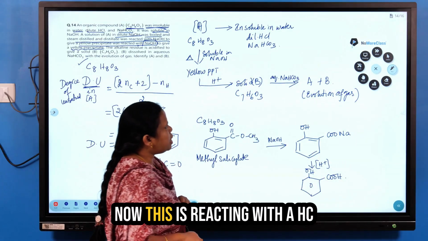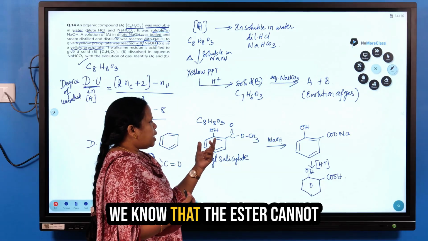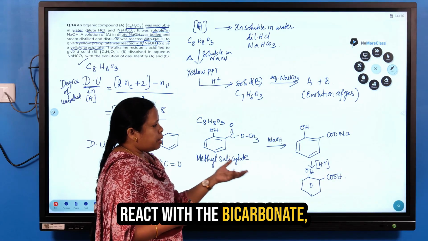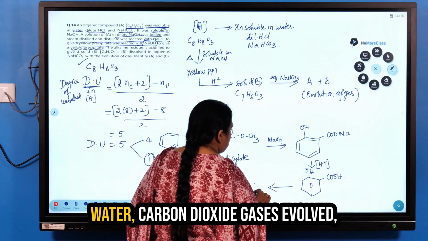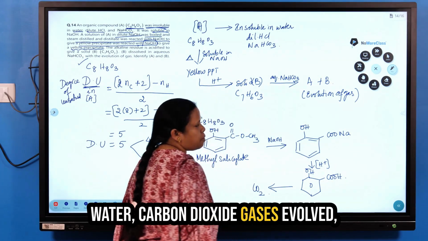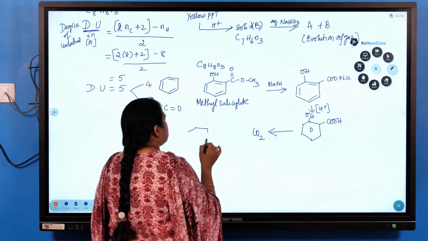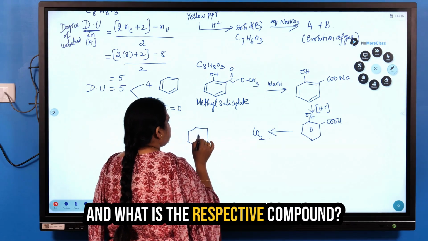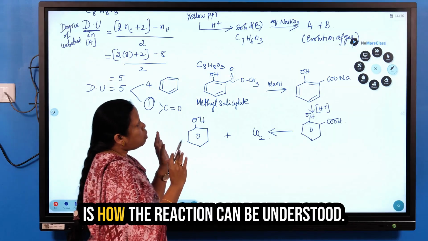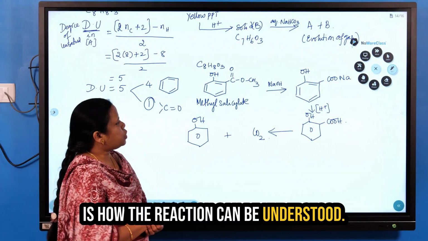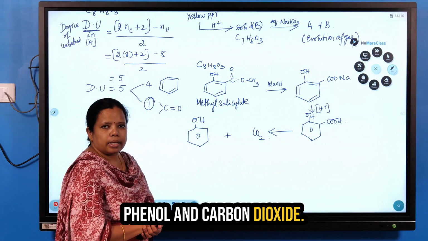Now this is reacting with NaHCO₃, sodium bicarbonate. We know that the ester cannot react with the bicarbonate, but the acid can easily react. So when it reacts, what is the gas evolved? Carbon dioxide gas is evolved. And the respective compound formed is phenol. So this is how the reaction can be understood. So A and B, if we take, it is phenol and carbon dioxide. Thank you.